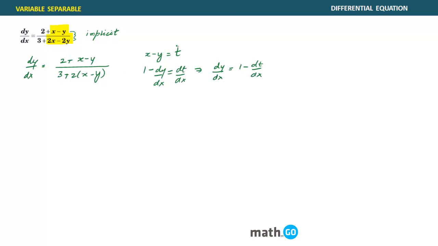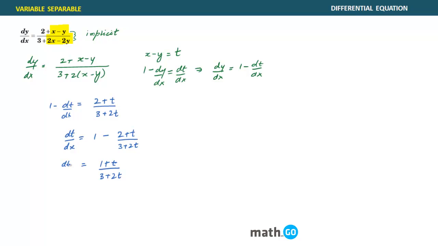Now substitute this entire value in the question and see what the new question would look like. So it will be 1 minus dt by dx is equal to (2 plus t) upon (3 plus 2t). This is what the question would look like, and this will be dt by dx is equal to 1 minus (2 plus t) by (3 plus 2t). And what will this get reduced to? This will be (1 plus t) upon (3 plus 2t).